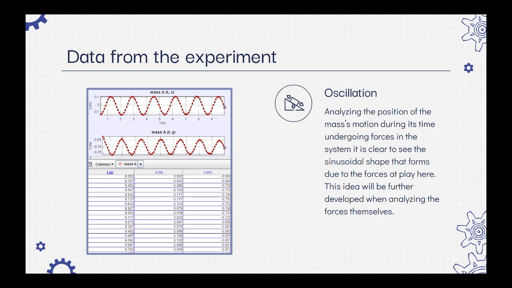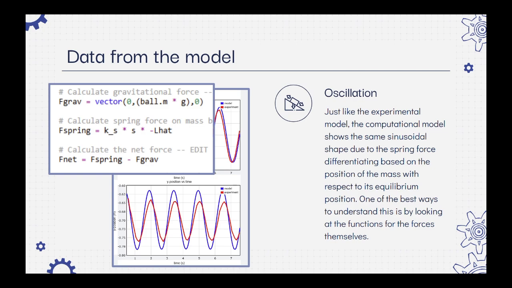Here are my results. So the oscillation is seen in the position of the X and Y, and it creates that clear sinusoidal shape, and we'll just go into that more here. Just like the experimental model, the computational model also has that sinusoidal shape, and it's due to the two forces in the system, just being gravity and the spring.